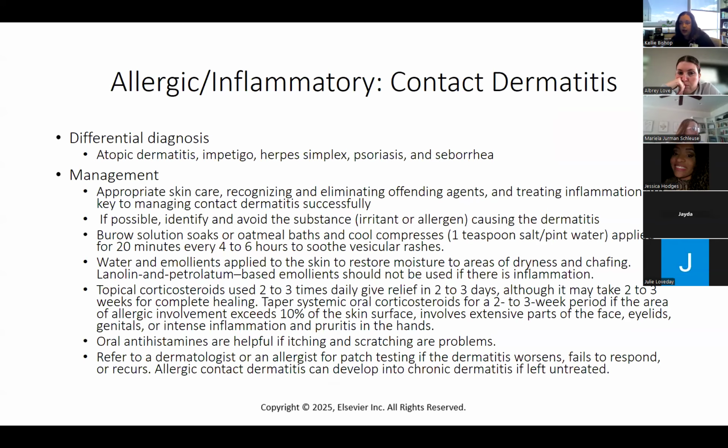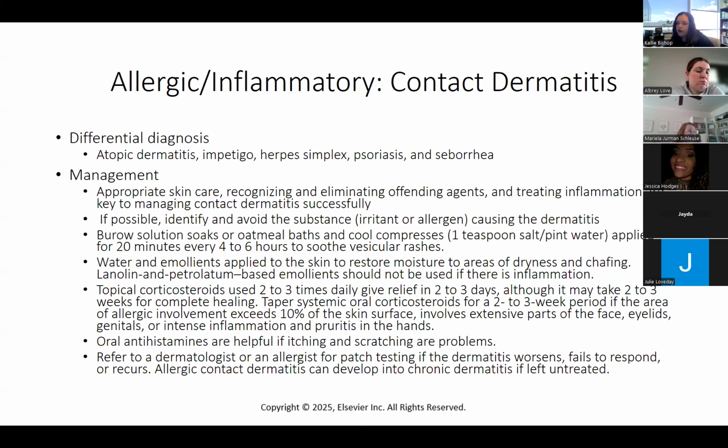So appropriate skin care is management: eliminating the offending agent and treating inflammation. Those are the key, so really symptomatic treatment. If you can identify what caused it, avoid it. Burrow solution, oatmeal baths, and cool compresses can all be helpful. Water and emollients are applied to restore moisture and help with the skin barrier again. But you don't want to use lanolin or petroleum-based emollients if there's inflammation because it can make it worse.